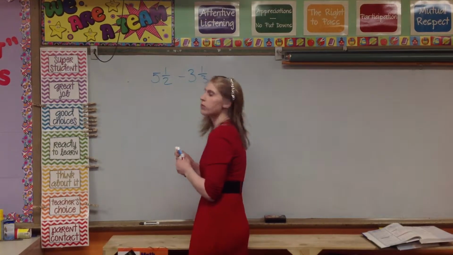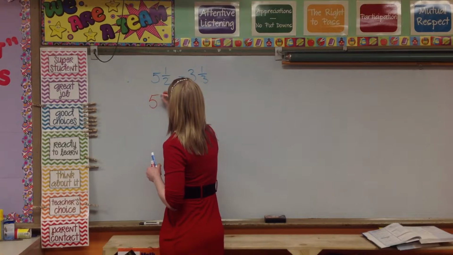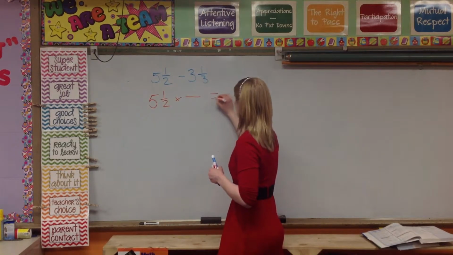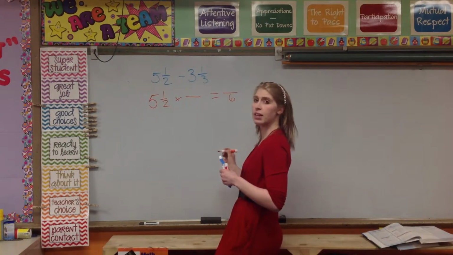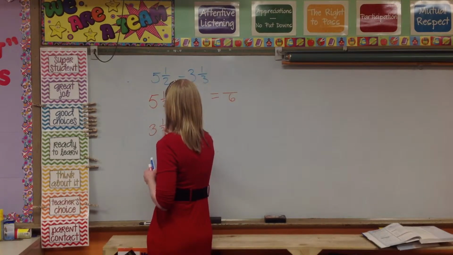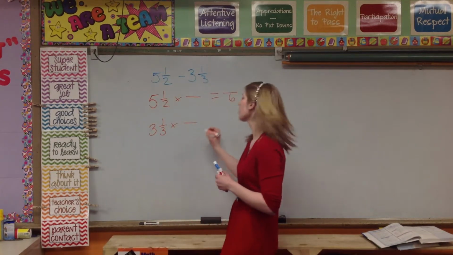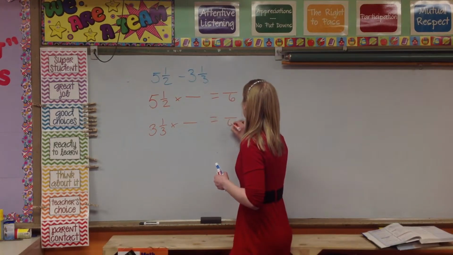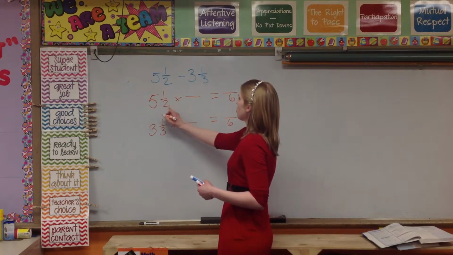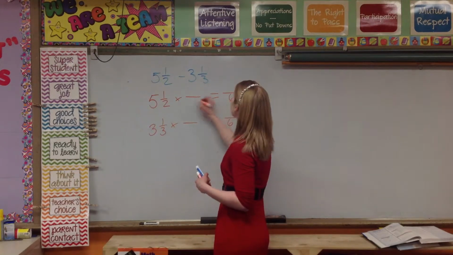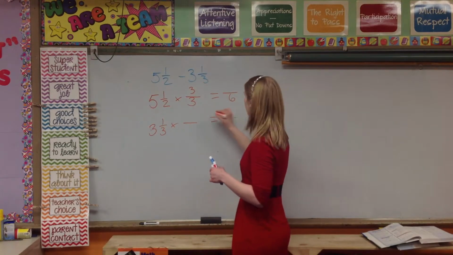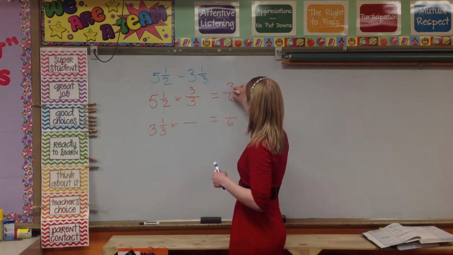So let's start off with 5 1/2 times something over something, which will give us that denominator of 6. And then 3 1/3 times something over something will give us another fraction over 6, or mixed number in this case. So we have 2 times 3 is equal to 6, so we'll plug that in. What you do to the bottom, you do to the top. In this case, 1 times 3 is 3.